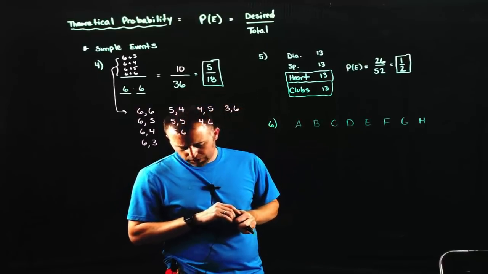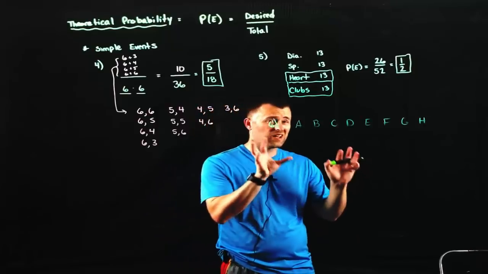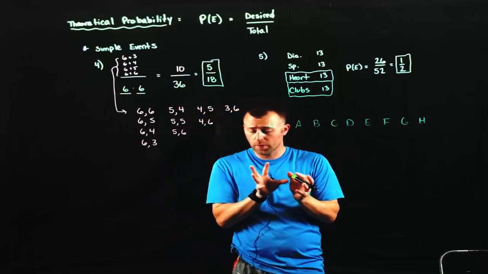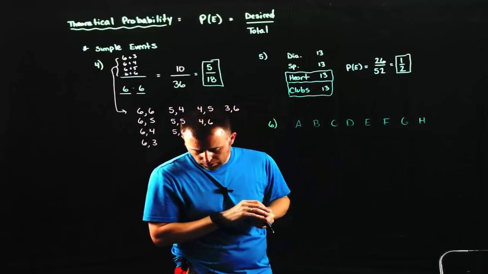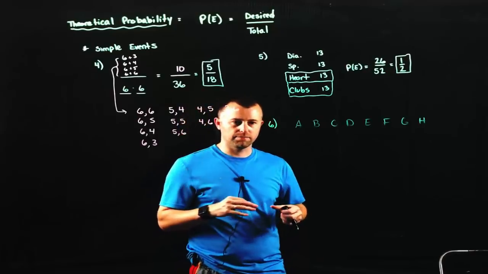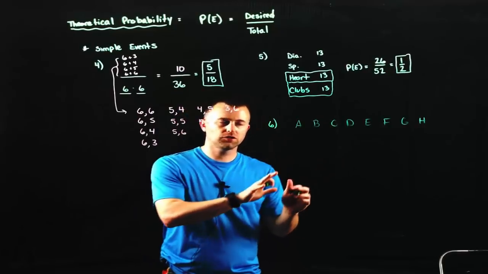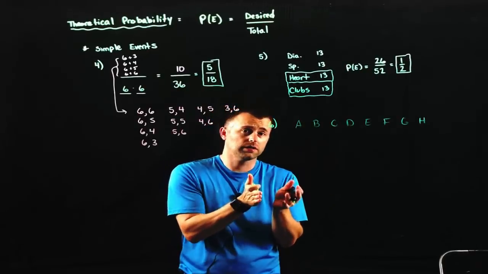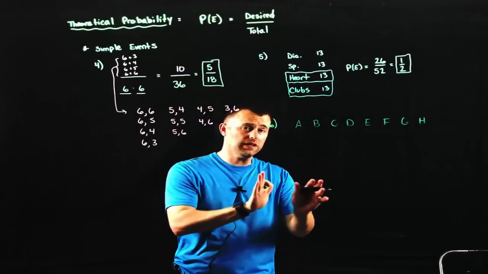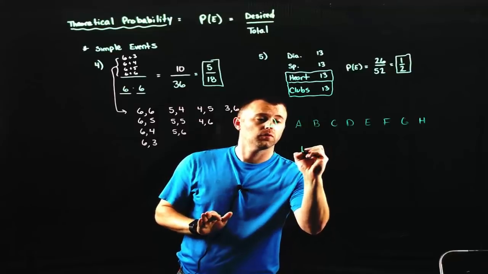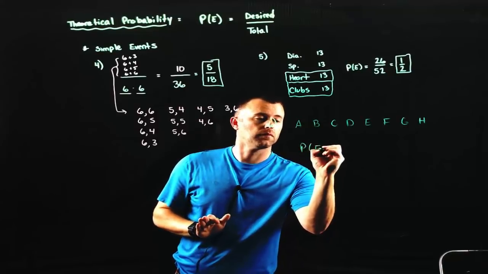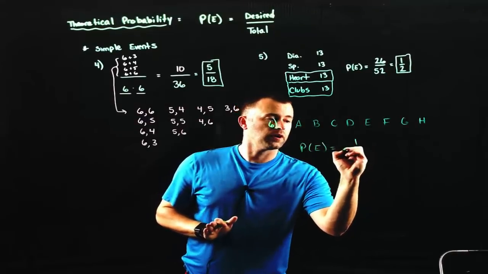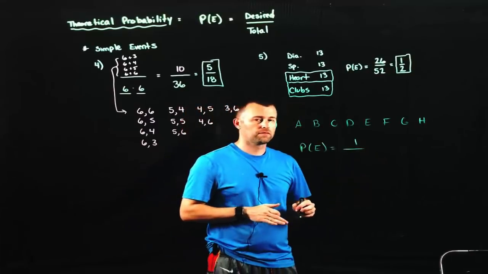If Scott randomly chose 2 books, so I'm actually taking 2 out of that group, what's the probability that he chose books A and B? So in this situation, I know my desired outcome. I want A and B. That's it. So my desired outcome, when I'm doing this probability, I know the numerator is going to be 1.